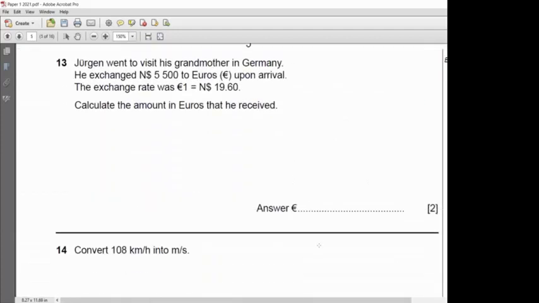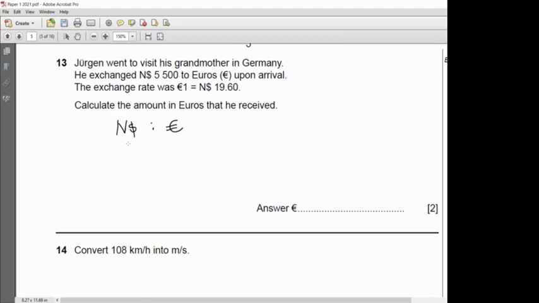Number 13, Jürgen went to visit his grandmother in Germany. He exchanged 5,500 Namibian dollars to euros upon arrival. Now we're given the exchange rate, which is 1 euro is equal to $19.60. Calculate the amount in euros that he received. So this is similar to the previous question in that you can use ratios to solve it. So you can write this as Namibian dollars to euros.